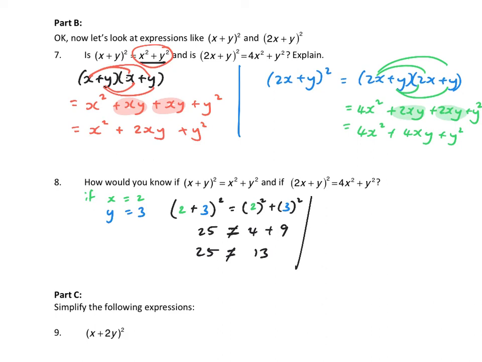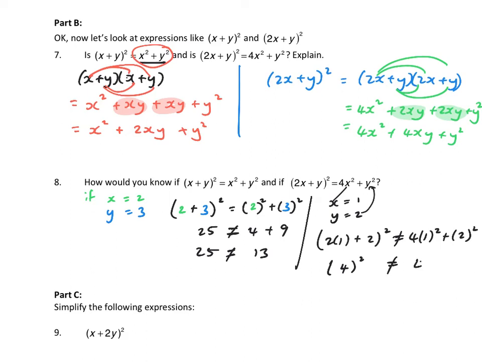Similar to the other one, again, if x is equal to a number like 1, y is equal to 2, you can, for example, show that 2 times (1 plus 2) squared is not equal to 4 times (1 squared plus 2 squared). Hopefully I'm not doing this too quickly. So what you just show is that if you substitute a value, they are not equal, in other words. So 4 plus 4, 16 is not equal to 8. All right, good.